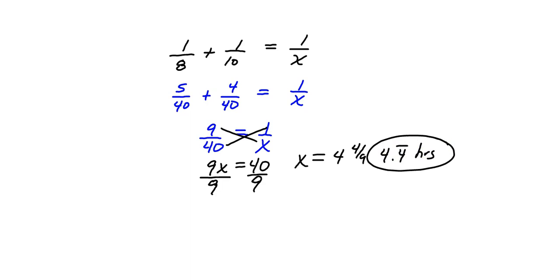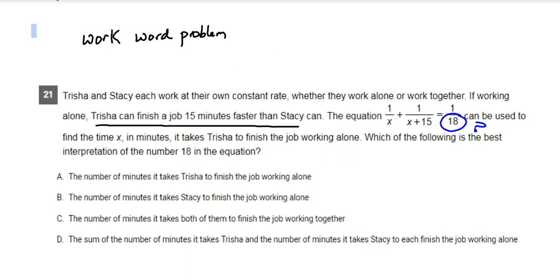If one person took 8 hours, the other person took 10 hours, then together they could get that room done in 4.44444 hours. So let's go back to our original equation.